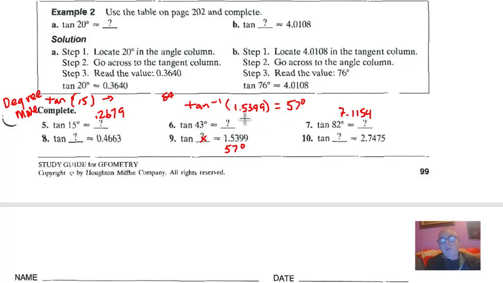The other one, like the older ones, TI-34s, you probably have to have the decimal in there already, and then you would do inverse tangent or second tangent, and it would give you 57 degrees out right away. Okay, you should do number 10, number 6, and number 8 on your own.